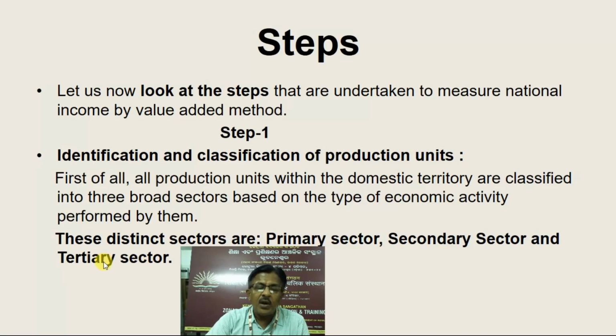I remind all of you here that the economy can be divided into various sectors on the basis of different criteria. But in this aspect, the economy has been divided into three sectors on the basis of economic activity. That means the production units of the entire economy within the domestic territory have been divided into primary sector, secondary sector and tertiary sector. The reference has already been made in the previous slides. So these are the three sectors which have been divided on the basis of the economic activity they perform in the economy. That is, the first step here is identification and classification of production units.